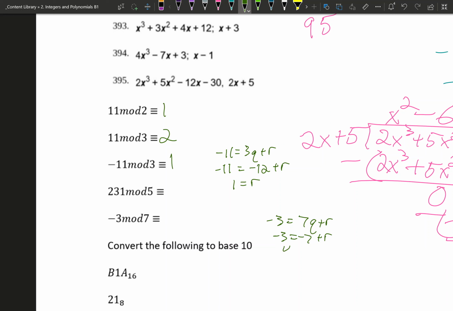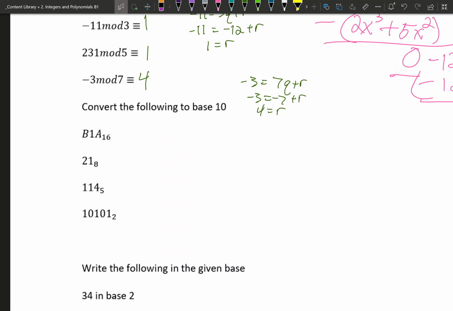Add 7 to both sides, and we get our remainder to be 4. So negative 3 mod 7 is congruent to 4. Now, 231 mod 5: we divide 231 by 5, and we know that our remainder is going to be 1 because 230 is a multiple of 5.